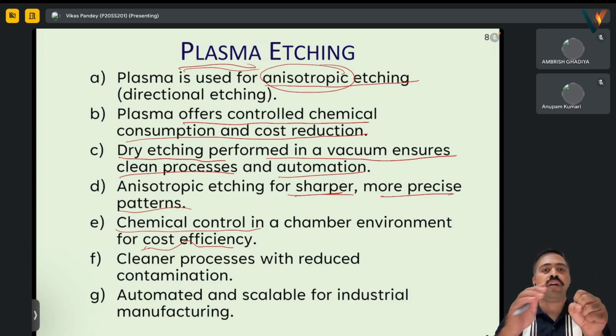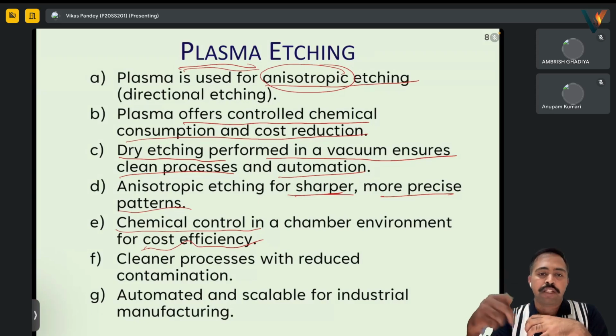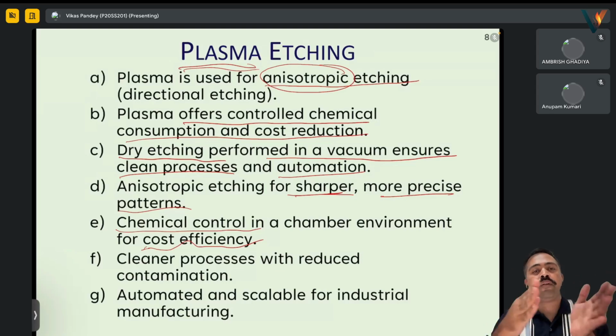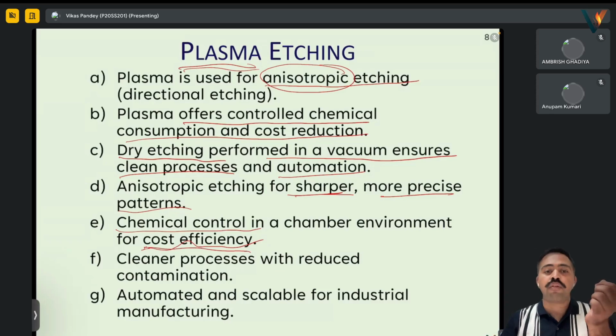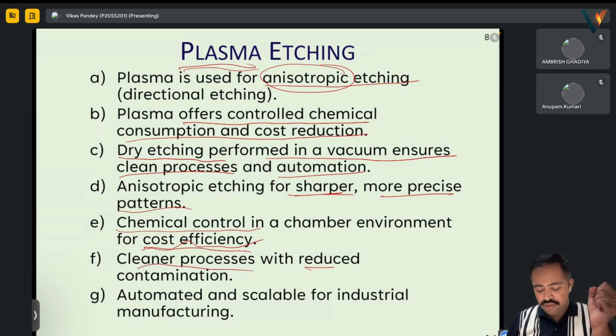Like if we compare one by one, for one single wafer or two wafers, in that case the plasma etching will be costlier. But if we are going for batch processes, or from an industrial point of view, we can say that it becomes more cost effective. And since we are working in vacuum, it is a cleaner process with reduced contamination, automated and scalable for industrial manufacturing.